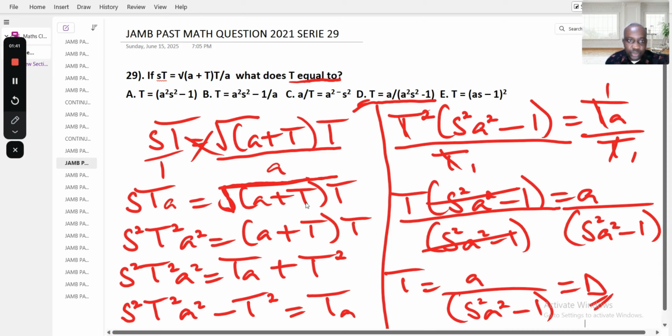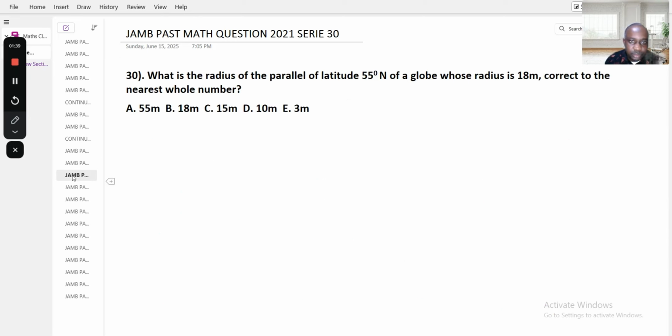Let's move to the next question. What is the radius of the parallel of latitude 55 degrees north of a globe whose radius is 18 meters, correct to the nearest whole number.